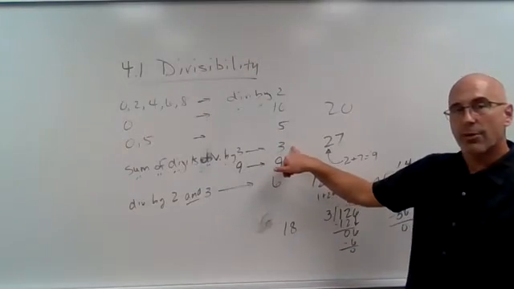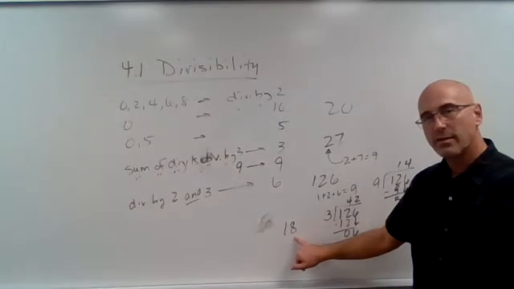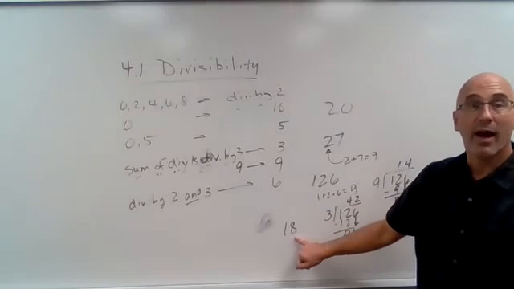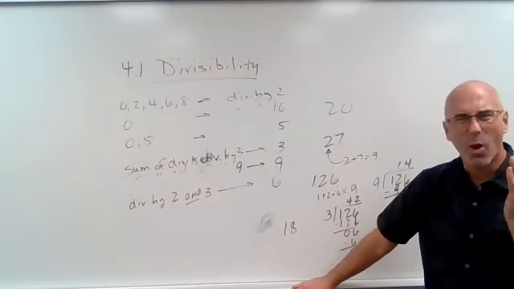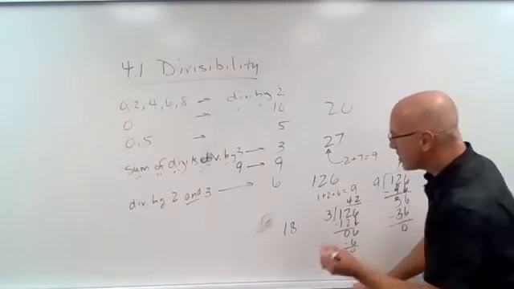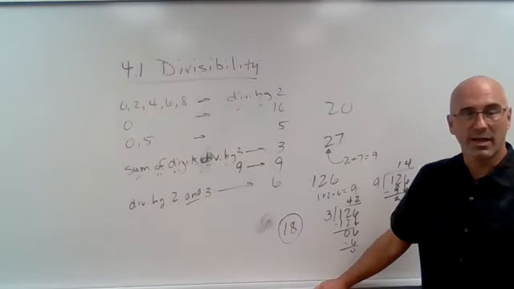Is it divisible by 3? So to check that, we need to add the digits. 1 plus 8, that equals 9. 9 is divisible by 3, so therefore 18. And we know that. 3 times 6 is 18. So 18 is divisible by 6.